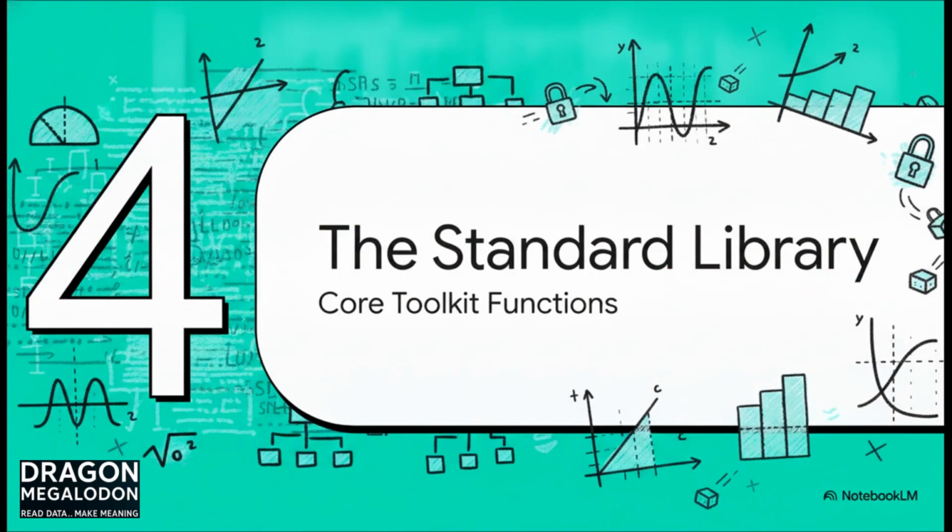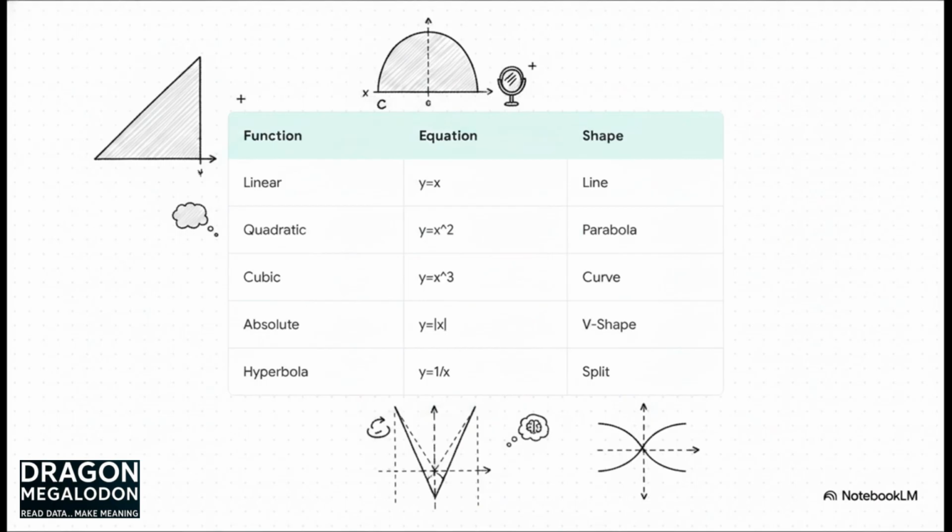All right, next up is Section 4, the Standard Library Core Toolkit Functions. Every great hacker has a library of scripts memorized. In math, these are your toolkit functions. You need to know their visual signatures instantly so you can map out graphical systems rapidly without wasting precious time plotting individual data points. Let's run through a rapid-fire catalog.